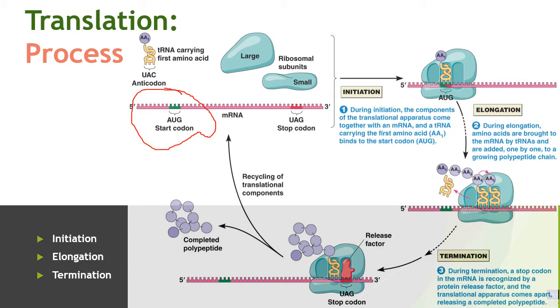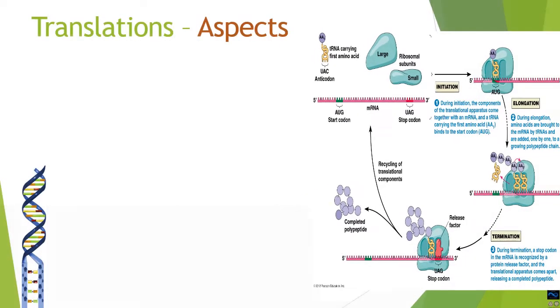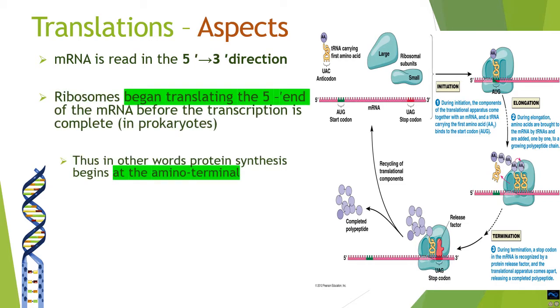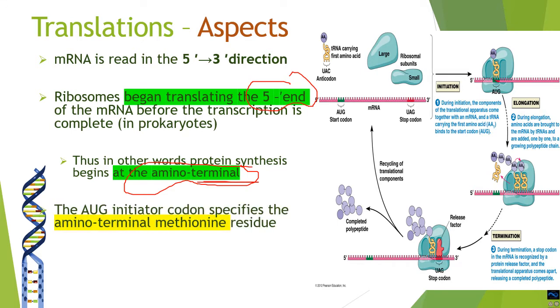Before we begin with the actual initiation, we need to clarify some points. First and foremost, the mRNA is read in a 5' to 3' direction. As I have already told you in the previous lecture, and if you are not aware, you need to see the previous video, the translation of the 5' end represents the amino terminal, and so the first codon will always represent methionine, which is the amino terminal of the protein being synthesized.